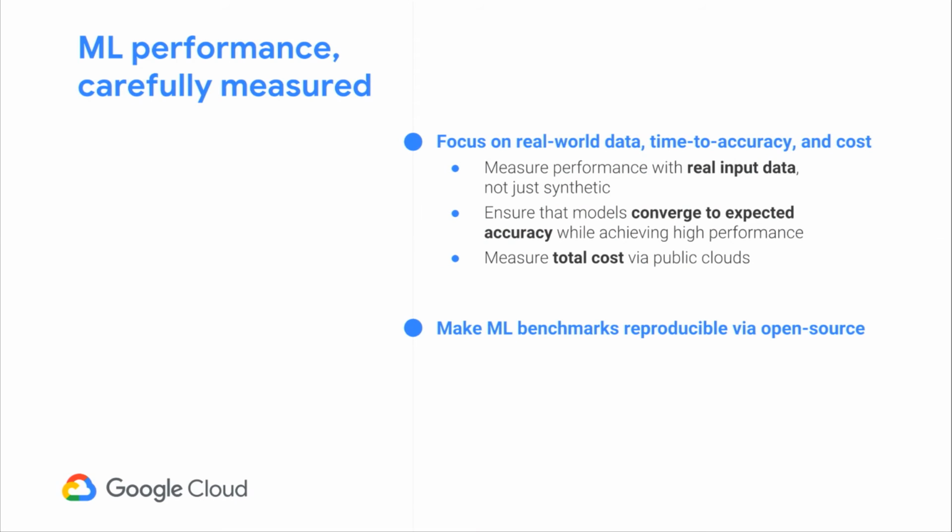So whenever you're looking at benchmarks, we really encourage you to look for real-world data, not just synthetic data, for time to accuracy, and also look for total cost, especially via public clouds, where it's easy to do these apples-to-apples comparisons. We've also put a lot of emphasis on making our machine learning benchmarks reproducible via open source. So you don't just have to believe the numbers that I'm sharing today. You can run our open source code on Cloud TPUs and measure results yourself, either on standard benchmarks or then on your own data.